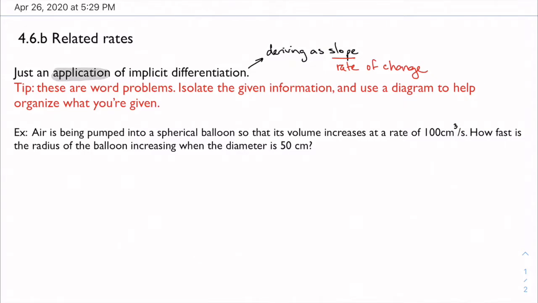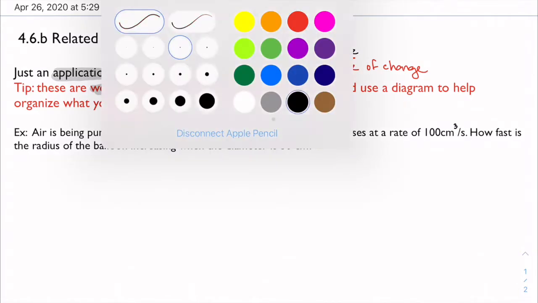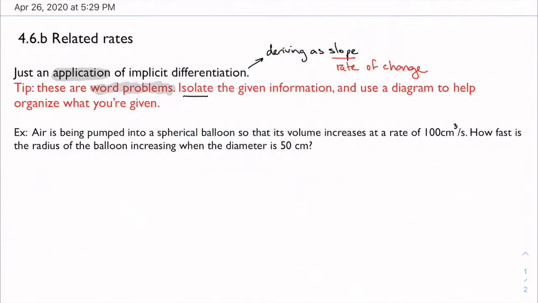The biggest piece of advice I can offer is that these are word problems. So as with any word problem, it's crucial to isolate what you're given. These in particular can often be assisted by drawing a diagram to help organize your information and figure out how best to attack the problem.